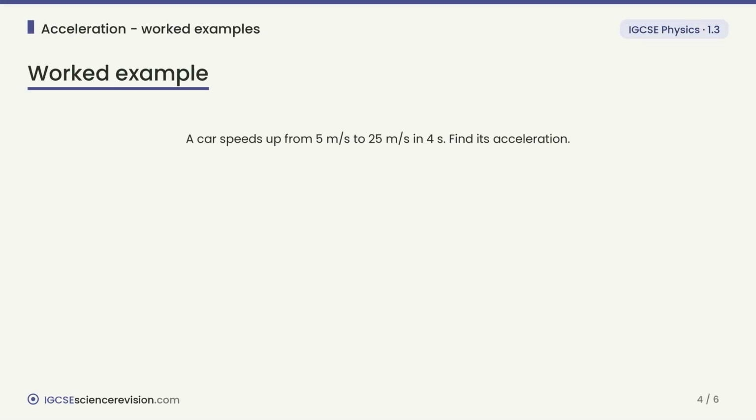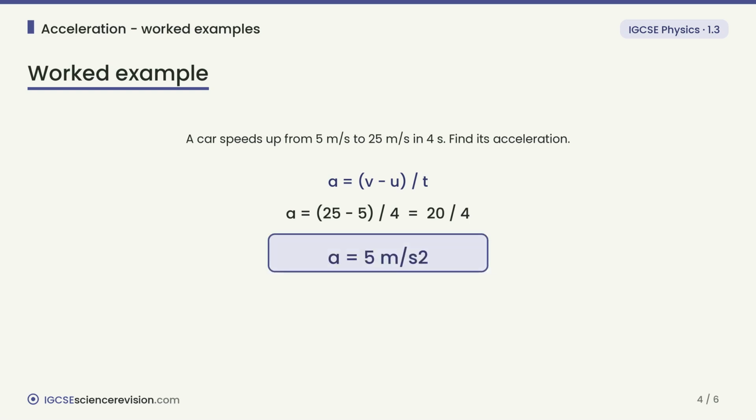Let's use it. A car speeds up from 5 meters per second to 25 meters per second in 4 seconds. Find its acceleration. Write the equation first. Acceleration equals v minus u over t. Substitute. 25 minus 5 is 20, divided by 4. That gives an acceleration of 5 meters per second squared. Equation, substitute, answer with a unit, every time.